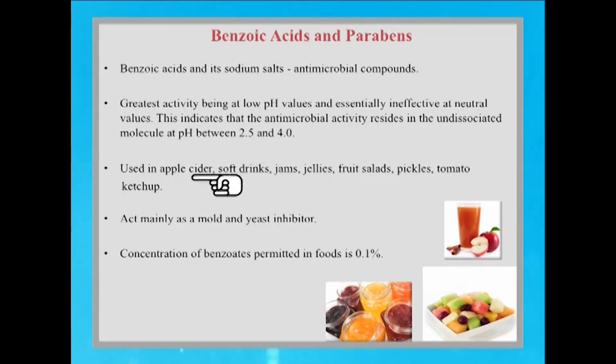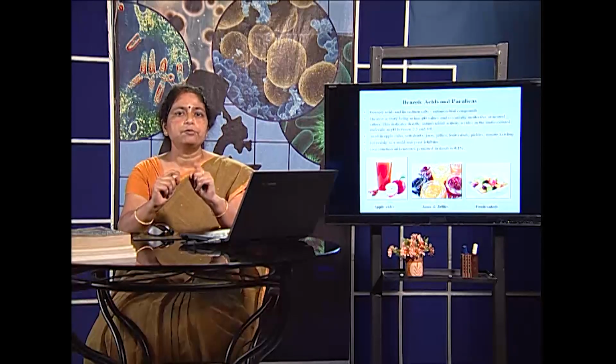Benzoic acid is commonly used in apple cider, soft drinks, jams and jellies, fruit salads, mango pickles or different types of pickles, and tomato ketchup. Now, benzoic acid is used at a concentration of 0.1% and it is basically an inhibitor of yeast and mold. Yeast and mold are the organisms which grow at an acidic pH. Therefore, there are much chances of growth of yeast and mold at acidic or low pH, and at this low pH, if you add benzoic acid as a food additive, you are able to preserve the food for a much longer time because it inhibits the growth of yeast and mold.